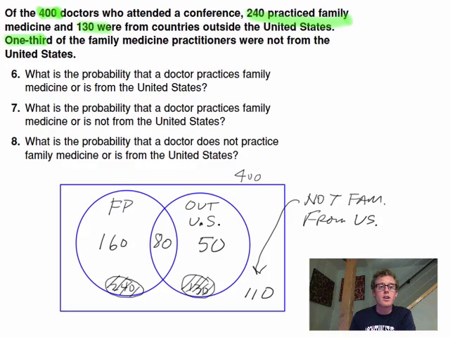On the first question here, what is the probability that a doctor practices family medicine or is from the US? What I'm going to do now is highlight areas that are fitting to what we're talking about. So first of all, the probability that a doctor practices family medicine. Well, anywhere in this first circle is going to be a doctor practicing family medicine. So we're going to fill this one in. Okay, and then the probability that a doctor is from the United States is going to be this whole area out here.